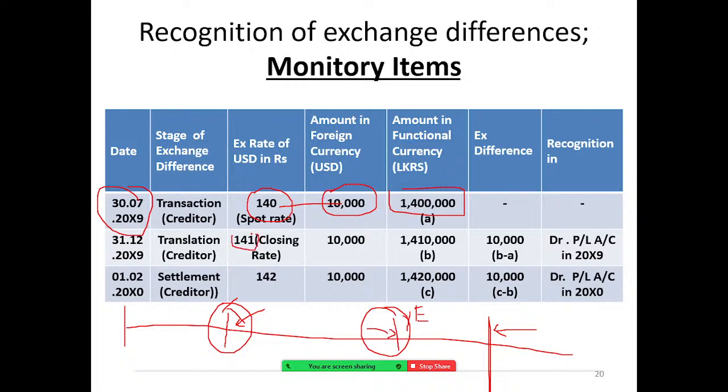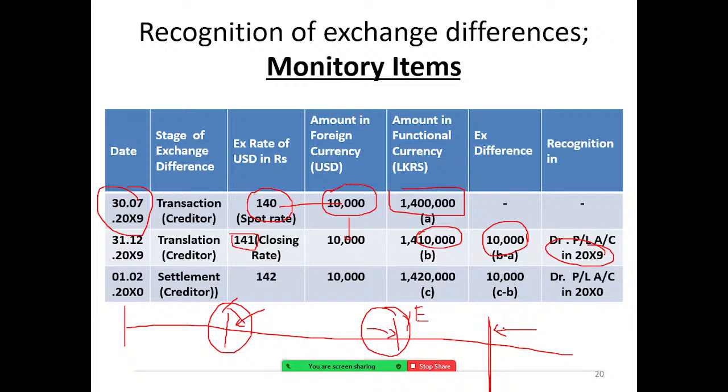Closing rate means the exchange rate at the end of the period. That was 141. The same amount, 10,000 US dollars, will be translated at 141, so that will be 1.410 million. So how much loss? Due to the exchange rate difference, a 10,000 loss has occurred. So this 10,000 will be debited in the profit and loss account as a transaction difference loss in the PL account of 2019.